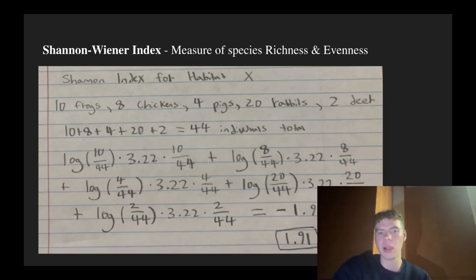And when you put it in the calculator, it's going to come out as negative, but your Shannon index is always positive. So for that example, the correct answer would be 1.91. And when we go over a practice test in a second, I'll verify that math is correct.